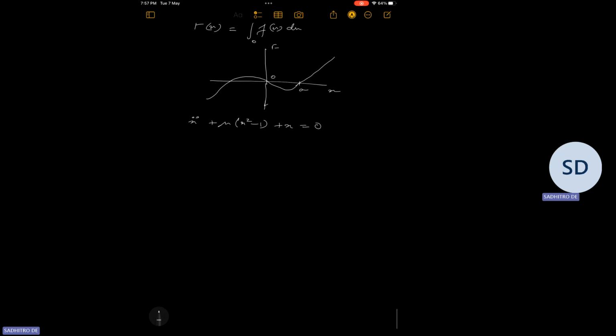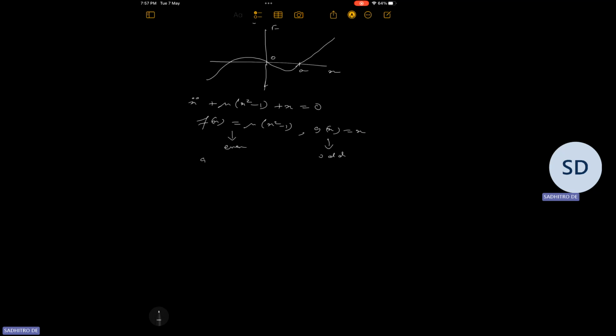So f of x is equal to x cubed minus x, g of x is equal to x. As you can see, f is odd, so this criterion is satisfied. g is even, so this is satisfied. And g of x is greater than 0 for x greater than 0, so that condition is also satisfied.